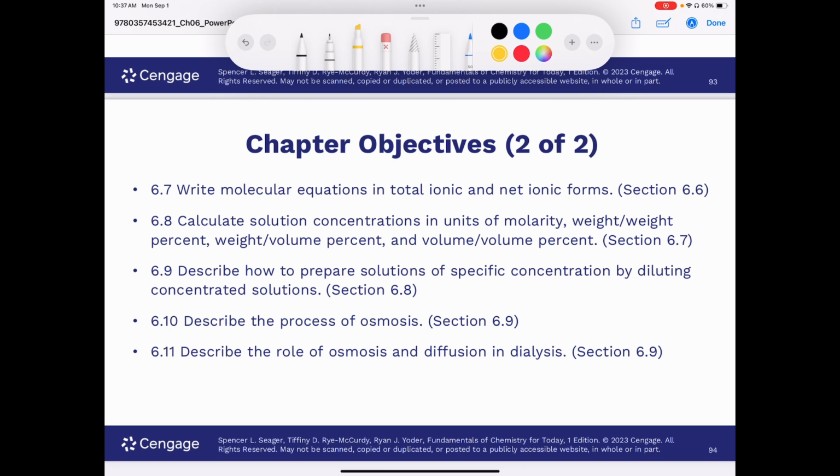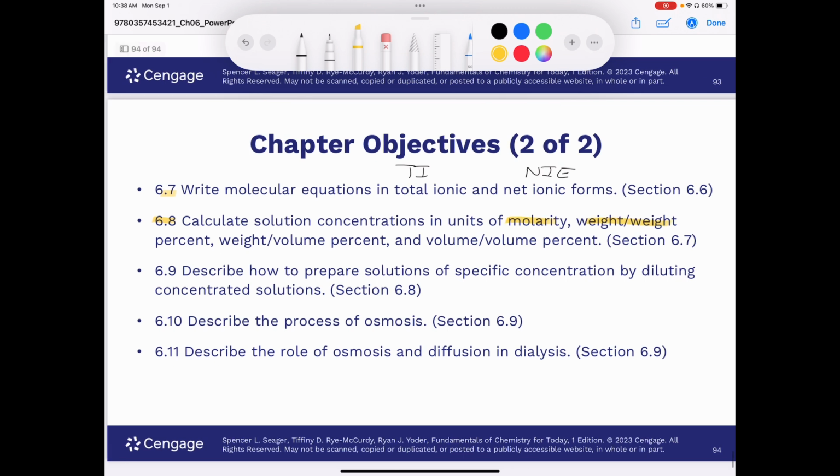You should be able to write molecular equations in total ionic and net ionic equation forms. Calculate solution concentration. So you should know molarity, percent weight over volume, and percent volume over volume. Describe how to prepare solutions using the dilution formula, M1V1 = M2V2. Describe what osmosis is and describe the role of osmosis in diffusion in dialysis.